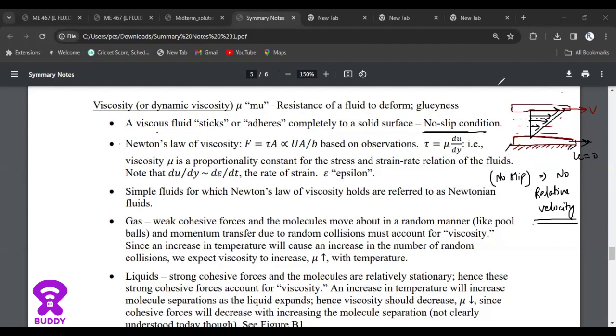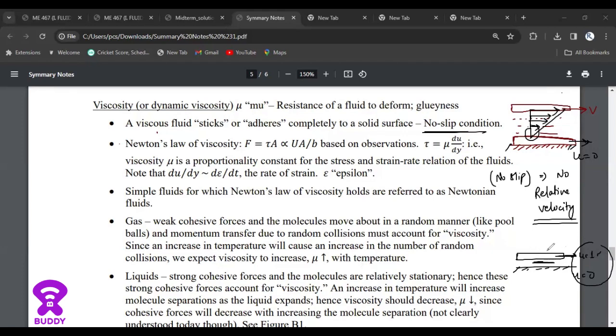Let's say I'm doing analysis of this fluid element which is in contact with the lower plate. The plate is at rest, right? Suppose the fluid particle which is just touching the lower plate has some velocity, say 1 meter per second. So does a relative velocity exist or not? If there is a relative velocity, there will be slipping, right?